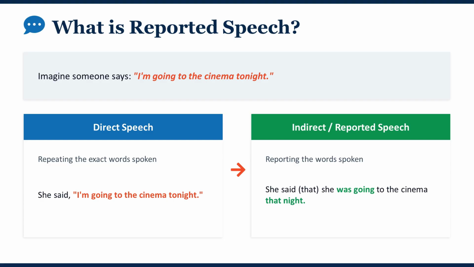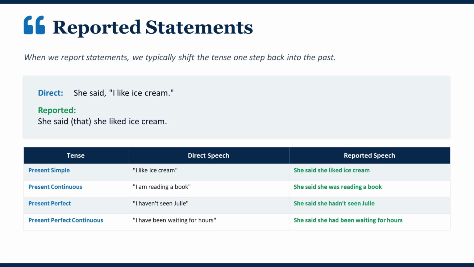The second option is indirect or reported speech, where you report what was said without using the exact words. For example, she said that she was going to the cinema that night. Notice how the tense changes from "am going" to "was going," and "tonight" changes to "that night." These changes are the key to mastering reported speech. Now let us look at reported statements in detail.